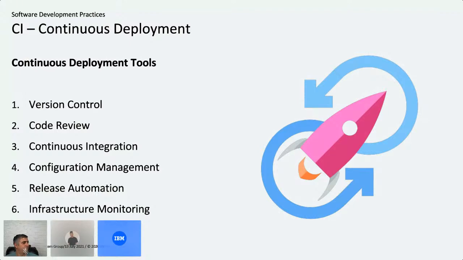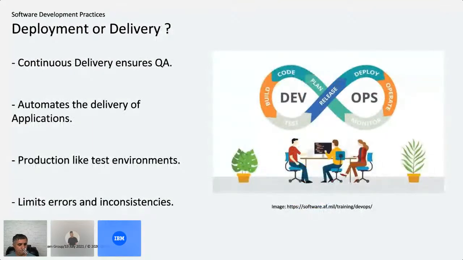Okay. Then just to contrast quickly between development and delivery. Both of these here are development practices, right? But what continuous delivery does is it actually ensures that we have quality assurance in our code, and it automates the building and delivery of our applications rather. And what it does is integrate production-like test environments so that you can actually have a simulation of how your application will perform in the actual industry. And what it allows us to do is to limit things like errors and inconsistencies in your application as well. Okay. I think that should be all with regards to this.